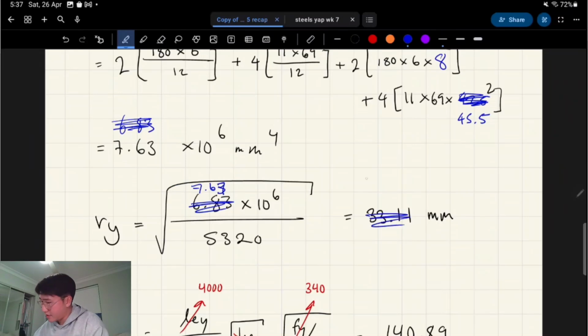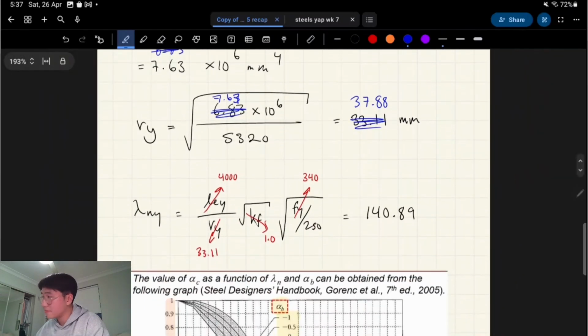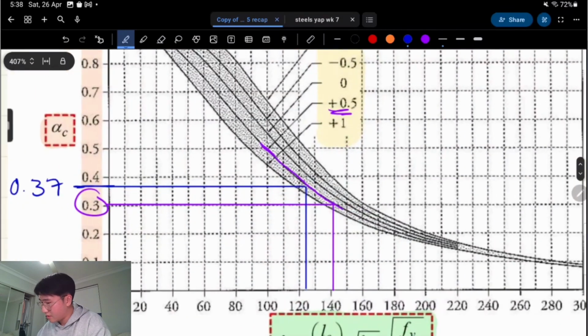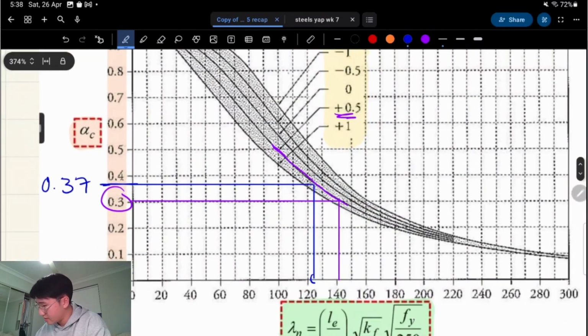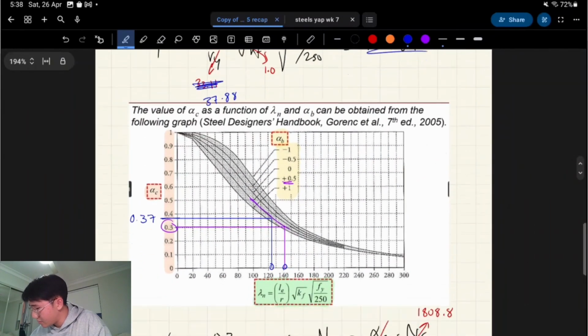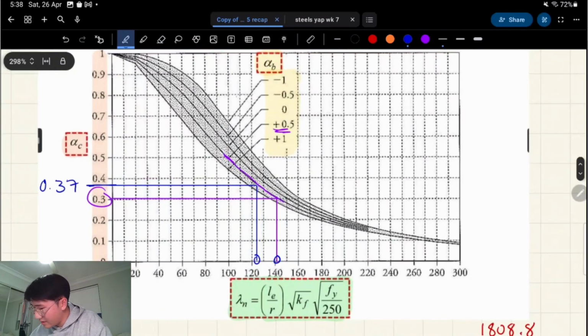And this increases our radius of gyration in the y direction to 37.88. It also will reduce our slenderness ratio, right? Because this becomes 37.88, we'll reduce this to 123.139, like that. So compare the purple line to the blue line, right? So it's changed from 140 to 130-ish. Sorry, 130, 123. You bounce up to that same line, you go left.